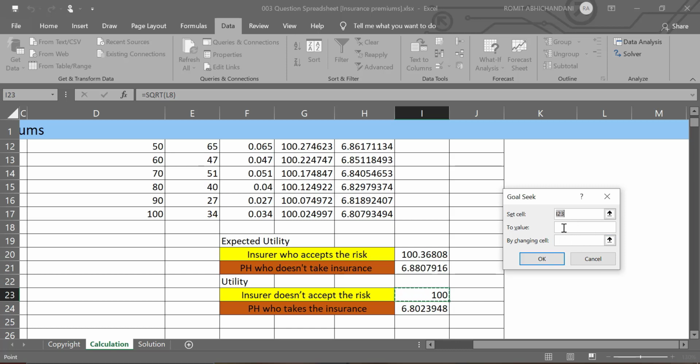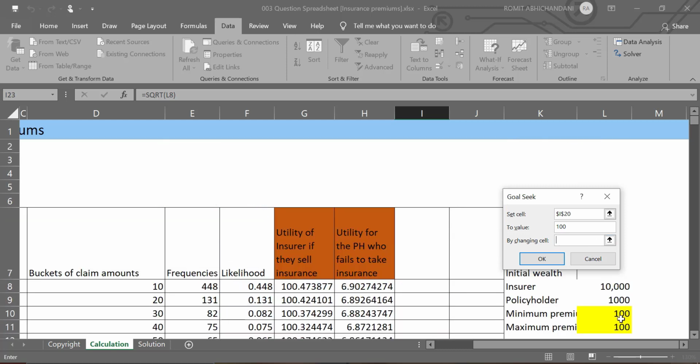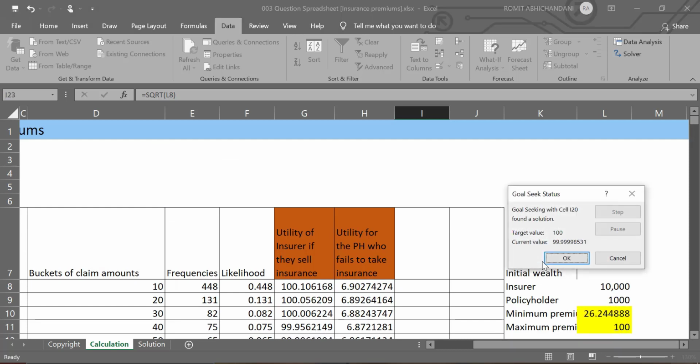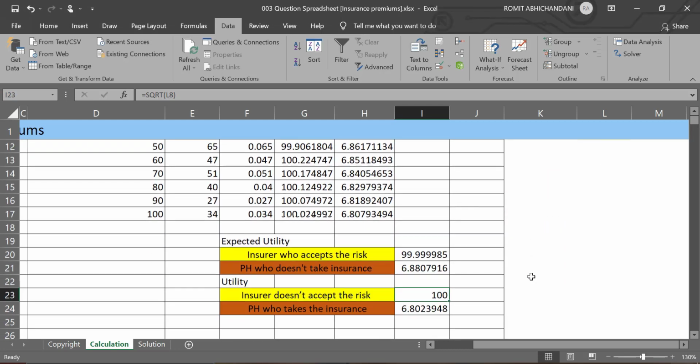Now which is the cell you want to set? You want to set the case where the insurer accepts the risk. That's the case where premium is involved, that is the case where they'll be getting the premium. To value, what is the value when they don't accept the risk? It's 100, so you want to set it to 100. By changing which cell? You want to change the cell for the minimum premium that they're willing to accept. So you just press OK. You get the value 26.44488. This is how you find the minimum premium that the insurer is willing to accept.